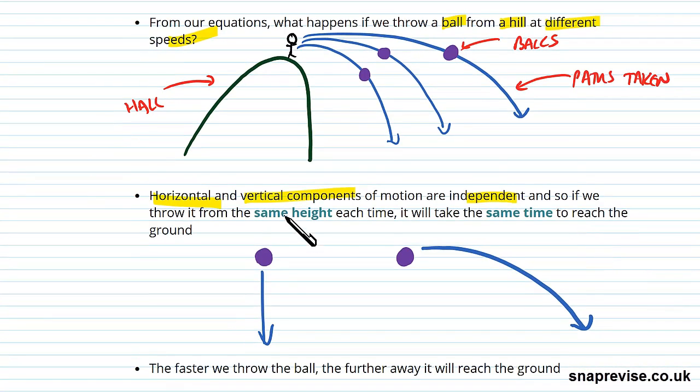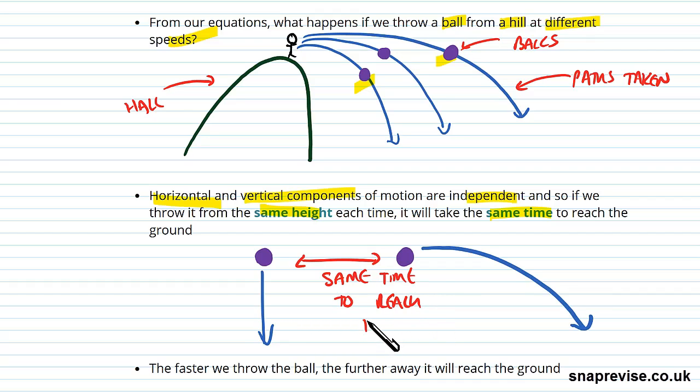So if we throw it from the same height each time, it's going to take the same time to reach the ground, regardless of whether it's this one being thrown a lot more strongly than this one. And you've seen I've drawn this below. You see that these both take the same time to hit the ground. They're projected from the same height. And even though one of them is just falling, and one of them is being thrown sideways, so one of them has some horizontal velocity, the other one has none.